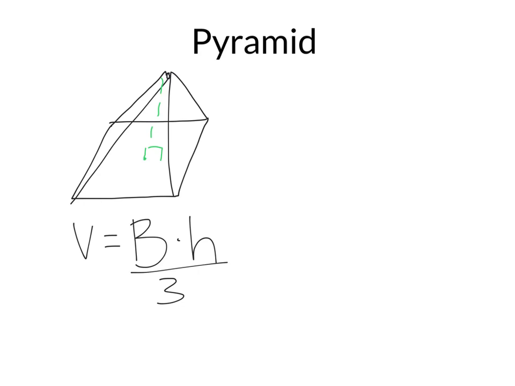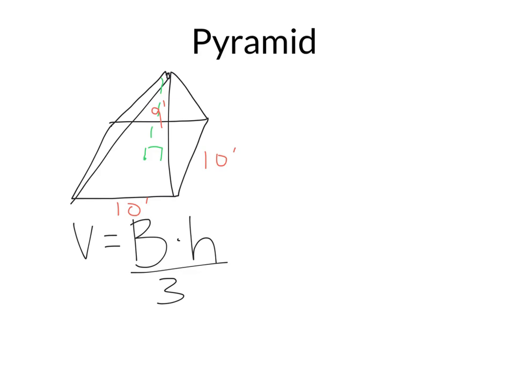Okay, so let's put some numbers down. How about, let's say that this is 10, and it's a square pyramid in this case, we'll say, so this is 10 as well. And then we'll say that this guy is 9 for my height. Okay, and we'll go with feet.